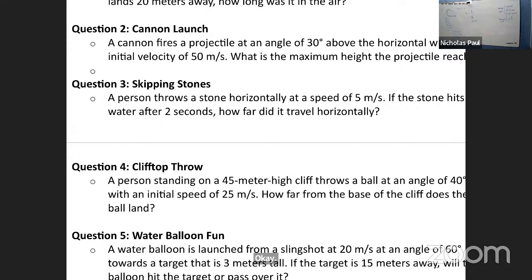So you're doing question 3, right? If somebody throws a stone horizontally, that means it goes like a football, right?